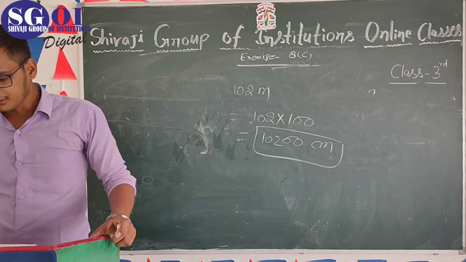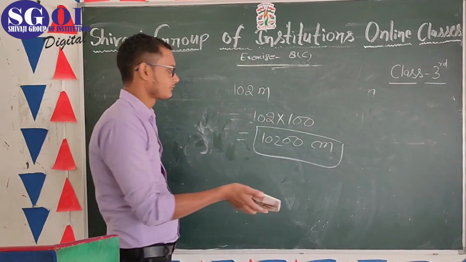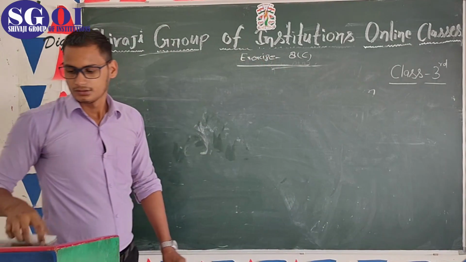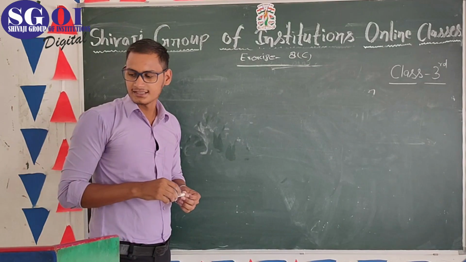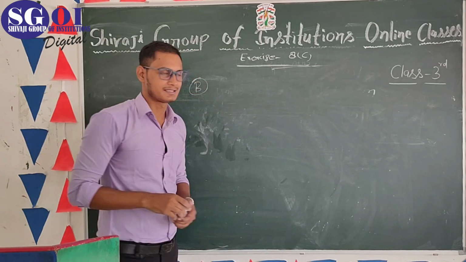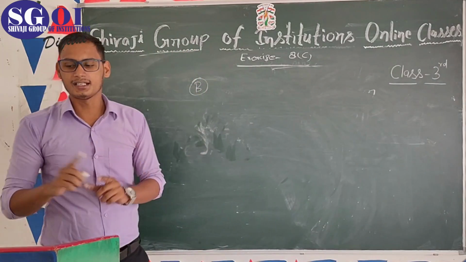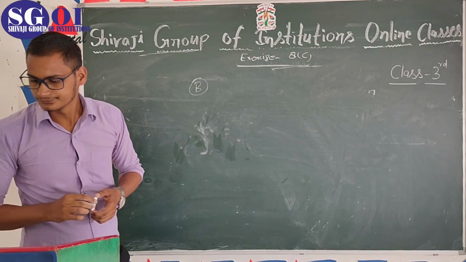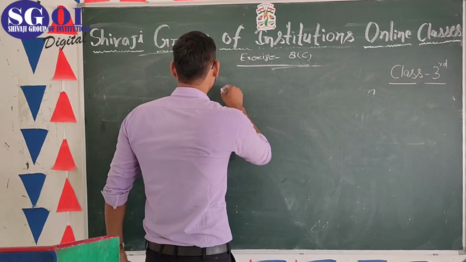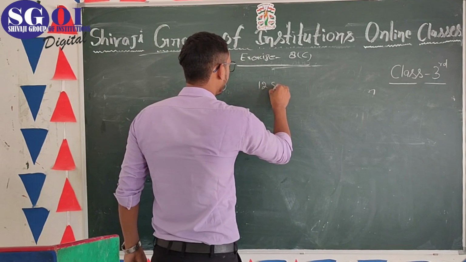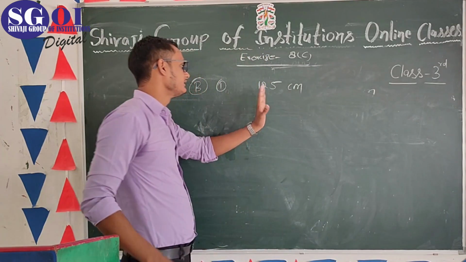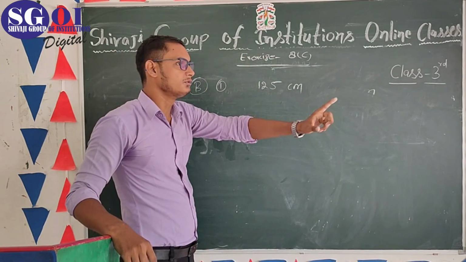Part B and part C. Convert the following lengths into meters and centimeters. Part B. Now convert the centimeter into meter and meter into centimeter. So first, question number 1, 125 centimeter, and convert this centimeter to meter.